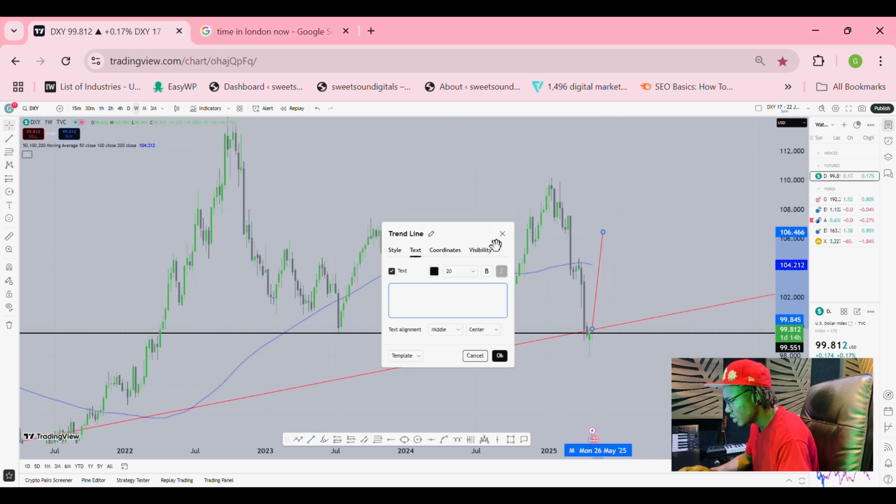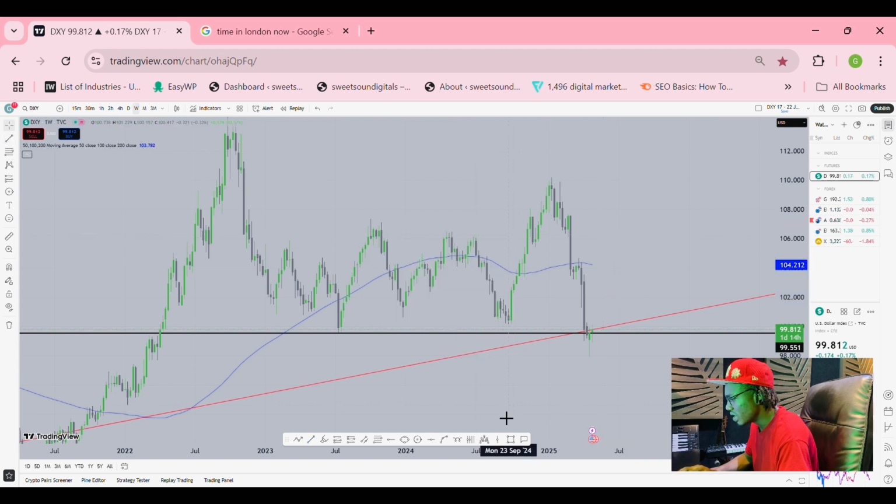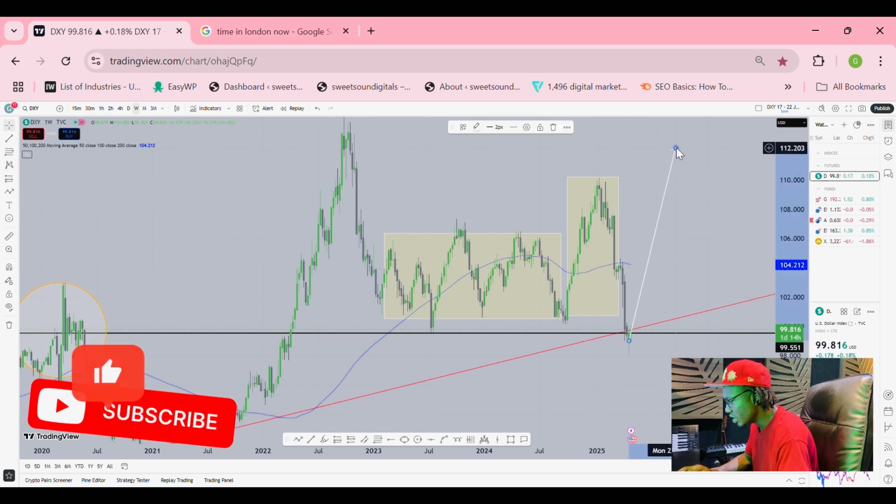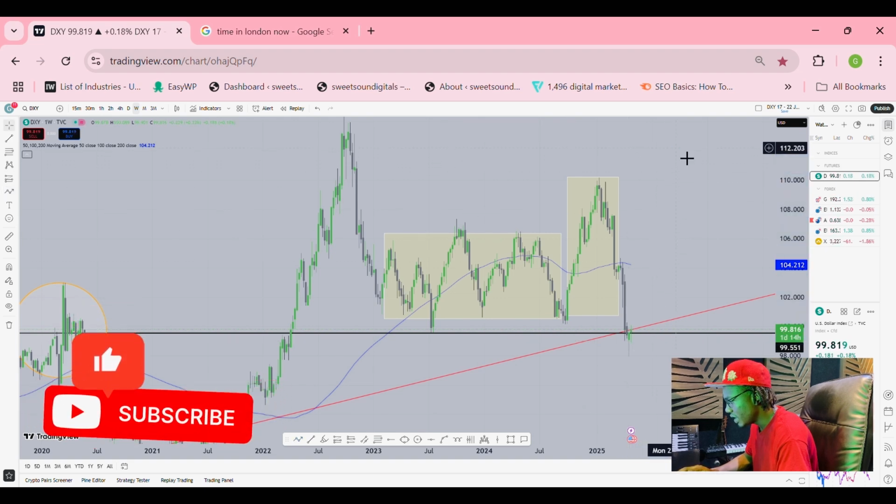Another way you can look at this is in the form of accumulation and manipulation, right? Let's say this is accumulation, and then there's a manipulation. And now we're expecting a distribution to take off.